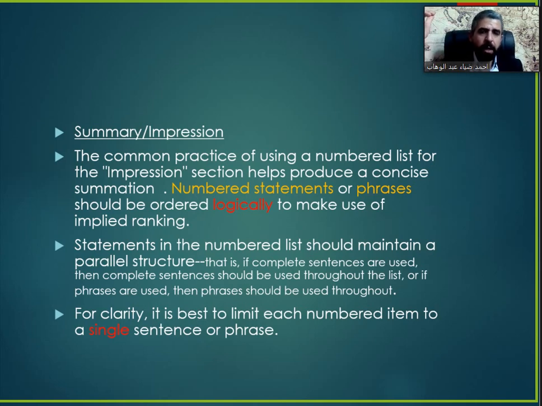We write 1 lung tumor, 2 metastasis to liver, 3 metastasis to the bone. Just number them so that in the future it can be followed logically, and to make use of the implied ranking. That we know that the first one is the most important one, and the second one is less important, the third one is less important, and so on. The statements in the numbered list should maintain a parallel structure. What does that mean? If complete sentences are used, use complete sentences in the next one in the list. If you use phrases, use phrases in the next items on the list. And for clarity, it is best to limit each numbered item to a single sentence or single phrase.